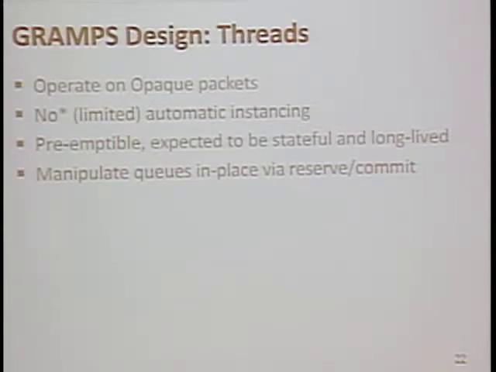There's a bit of a proviso here, which is some of the extended work I've done has ways to instance threads. Threads themselves are preemptible, unlike the shader instances, because, again, they're doing heavier weight, longer, more complicated work. You may want to preempt them and give somebody else the processor. And they operate on these queues directly in place with a simple discipline where they just reserve a chunk of space, read or write from it, and then commit when they're either done producing into it or done consuming from it.